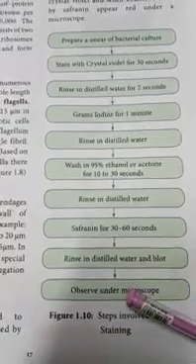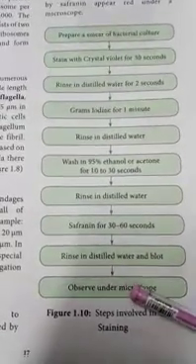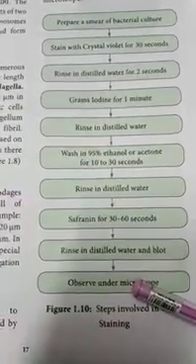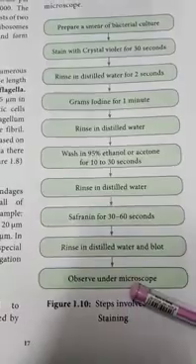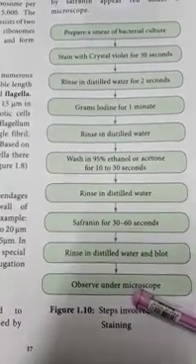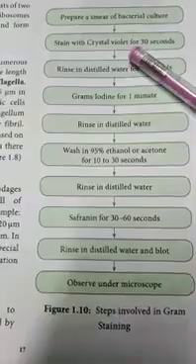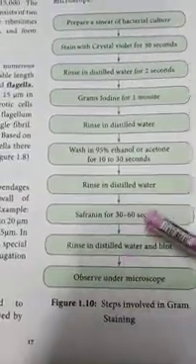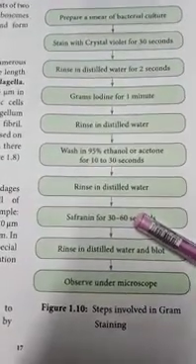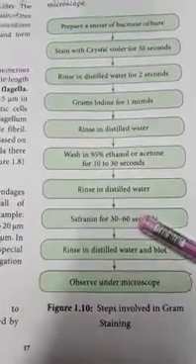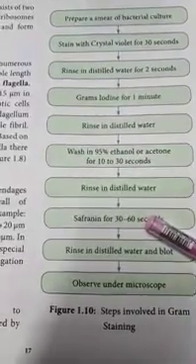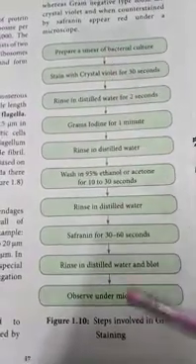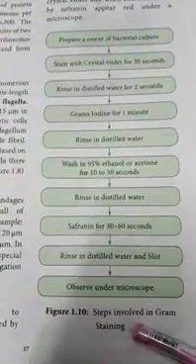After that we observe under the microscope. Suppose we take the smear or bacterial culture as gram positive, we can see in the microscope that it retains only the color of the crystal violet, so the gram positive bacterium is violet in color. Suppose the bacterial culture is gram negative, it looks pink in color. So these are the steps involved in the gram staining method.